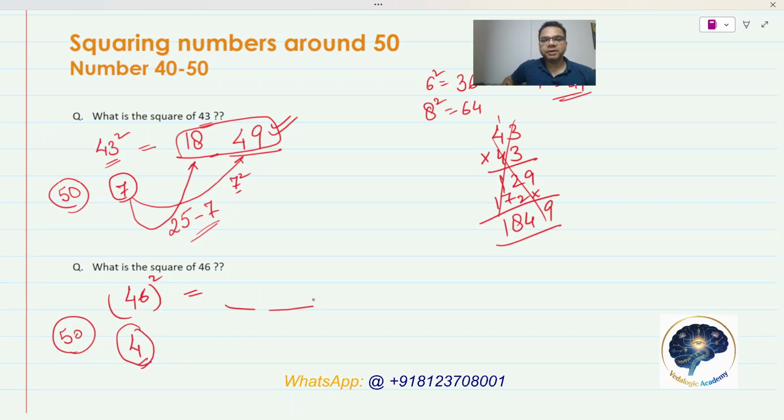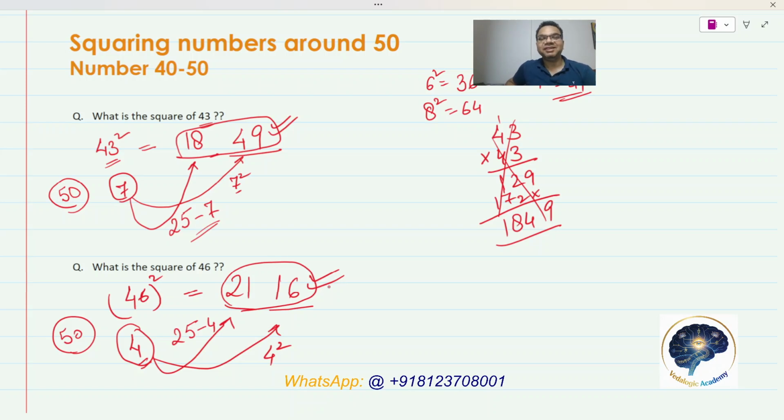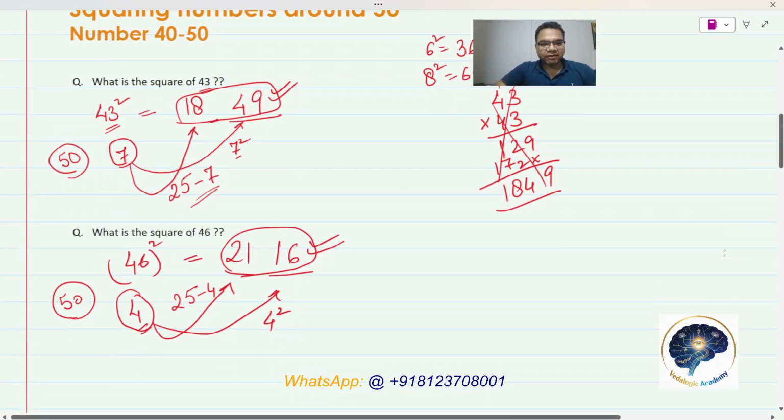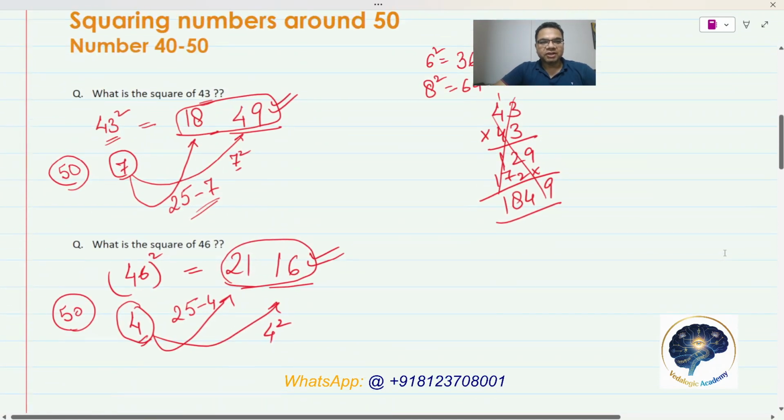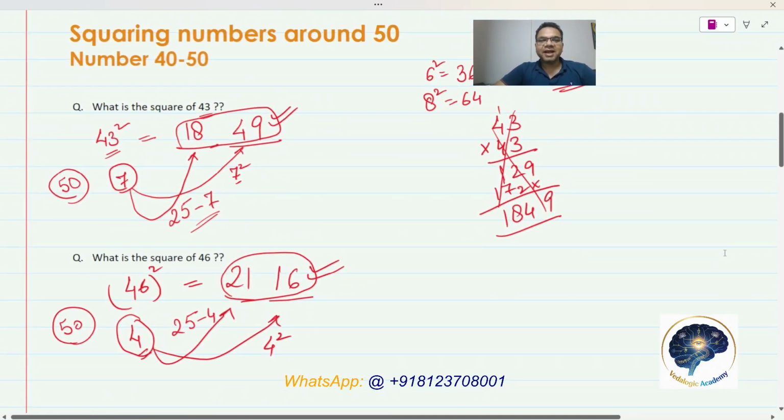Again, the answer will be in two parts. For the last part of the answer, I'm going to write 4 square. 4 square is what? 4 4s are 16. I'll write 16 here. And for the first part again, difference of 25 and 4. 25 minus 4 is 21. And this is our answer. You understand? It is so easy to do this type of questions. Okay, so I hope this is clear, right?